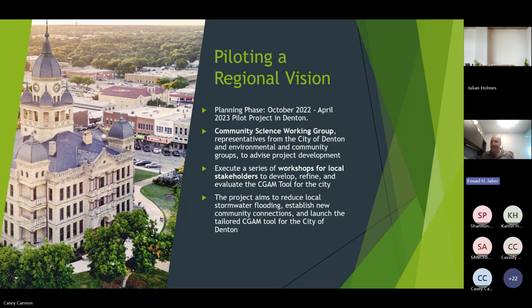So we selected several people that would give us scientific advice and hear our ideas and give us feedback on if we'll go on the right track or not. And then we did 3 workshops for local stakeholders, and we developed this. It says CGAM here, but it's the Community Green Asset Management Tool. So we worked with these to develop a community green asset management tool.